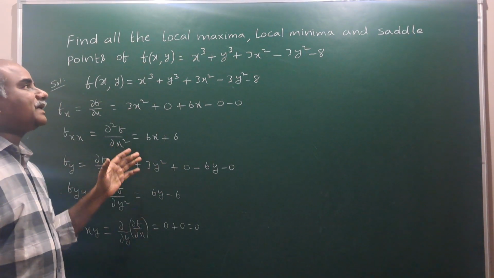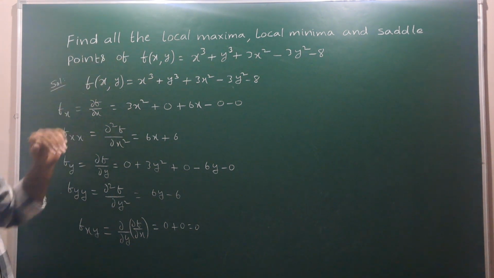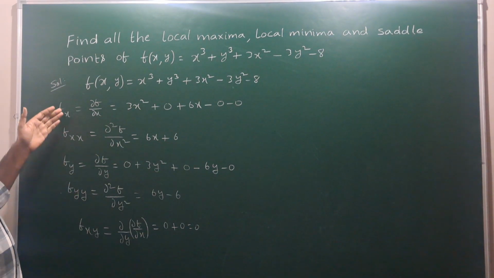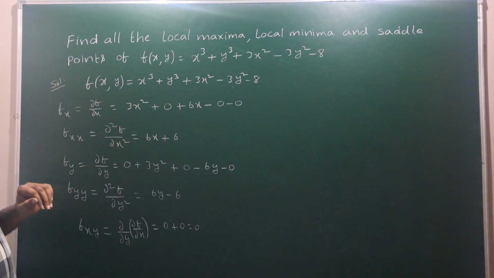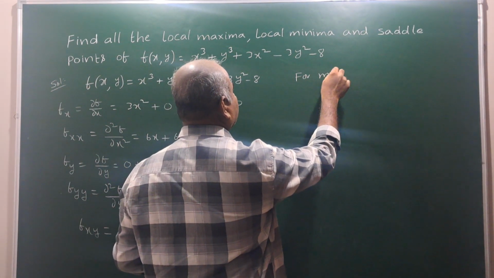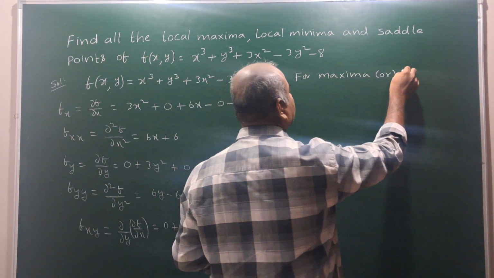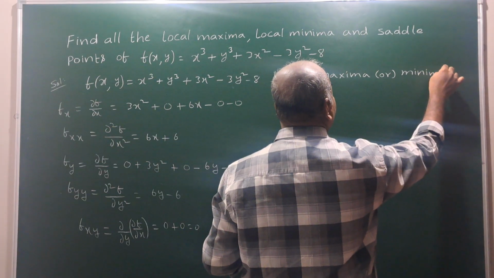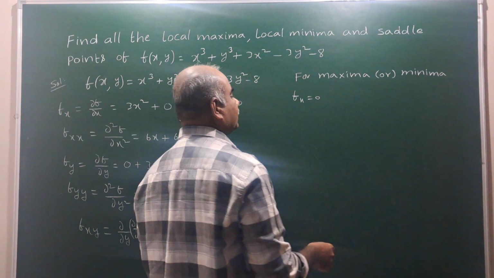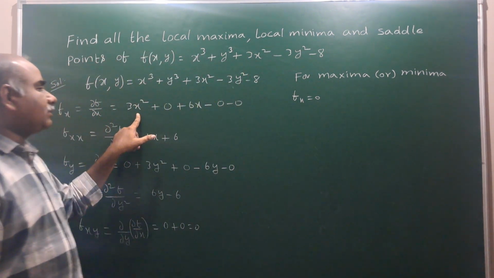Okay. So for maxima or minima, we take the first derivatives equal to 0. We have to find the local maxima, local minima and saddle points. For that purpose, we take fx equal to 0 and fy equal to 0. So let us see that. For maxima or minima, we take fx equal to 0 and fy also 0. What is fx? 3x² + 6x.